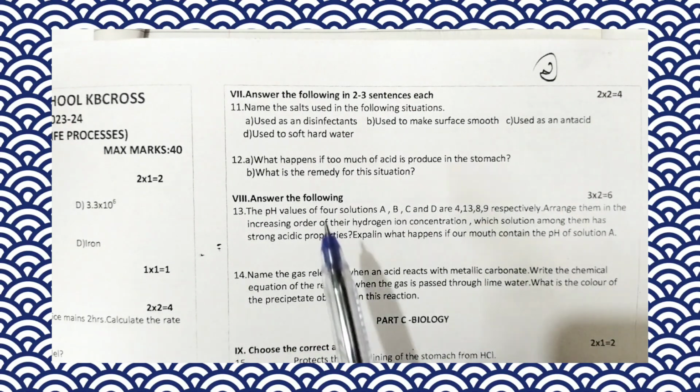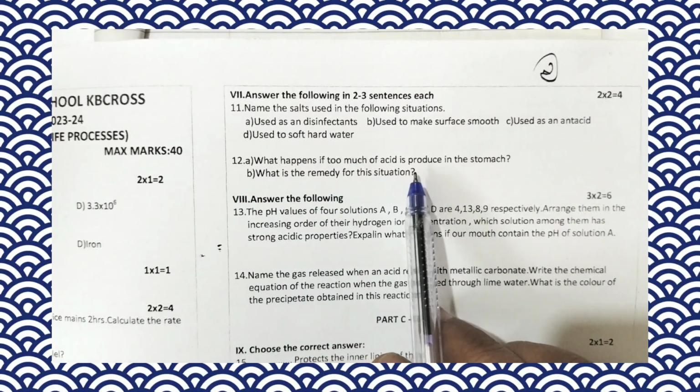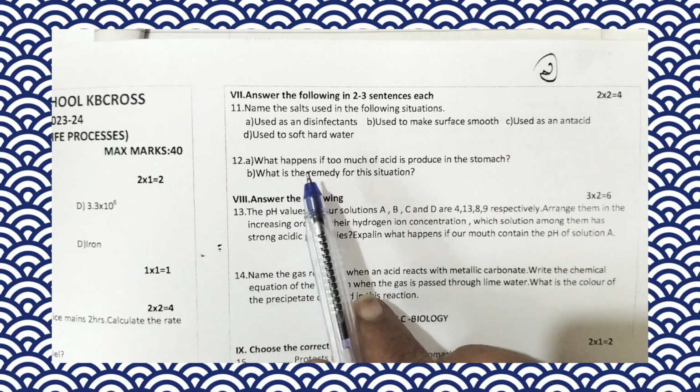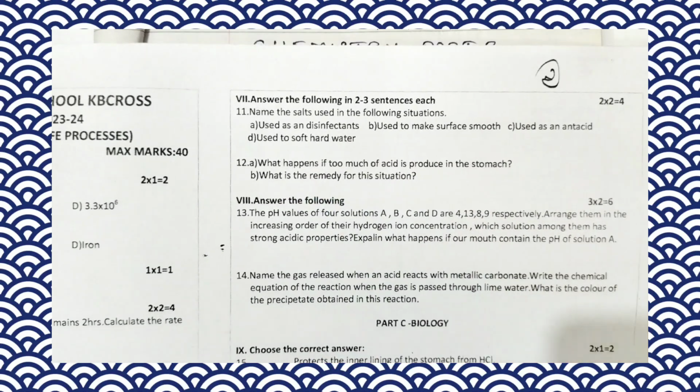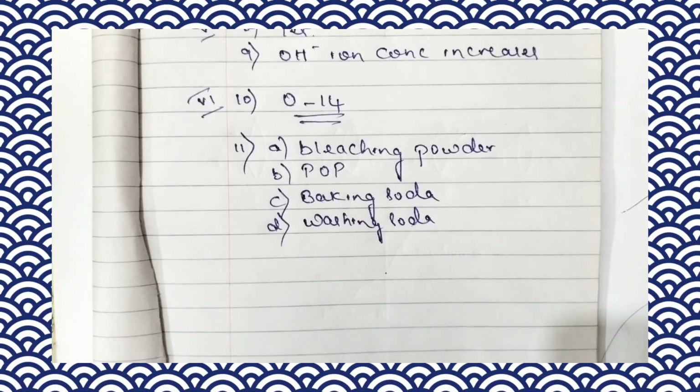Now let us move to question number 12. What happens if too much acid is produced in the stomach? So let us answer this question. This is question number 12.